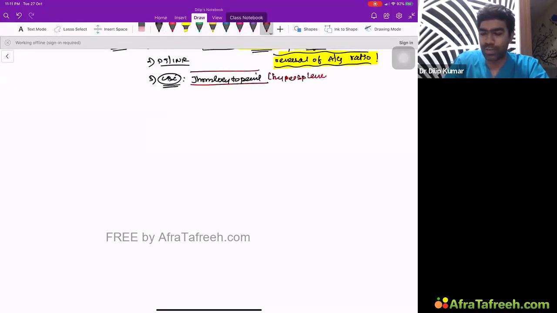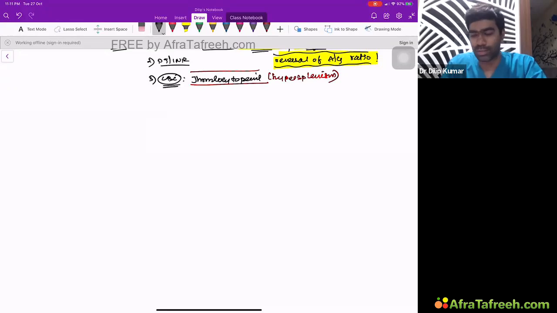Hypersplenism, because many of these patients with liver disease will have portal hypertension. Because of portal hypertension, they will have splenomegaly. Because of splenomegaly, they will have hypersplenism. Hypersplenism means they will sequester a lot of blood cells within the spleen, resulting in low blood cell counts.